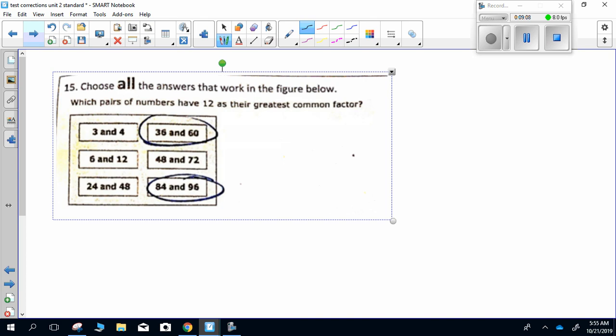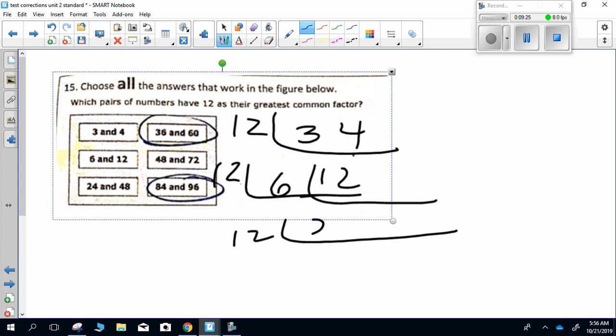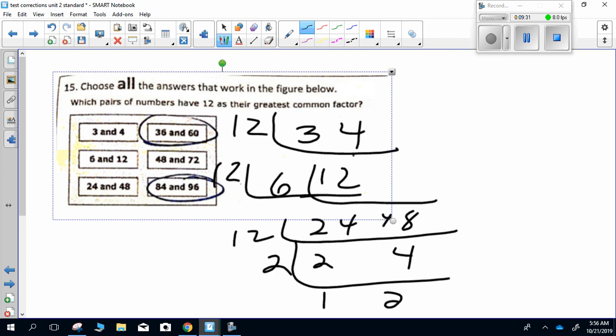Okay, next one. GCF is 12. When I do GCF, that means the number out here has to be 12. So that's a no on that one. 6 and 12. No. So it does go in here, but so does 2. That gives me 1 and 2, so that's a no. So these first 3 are no's.